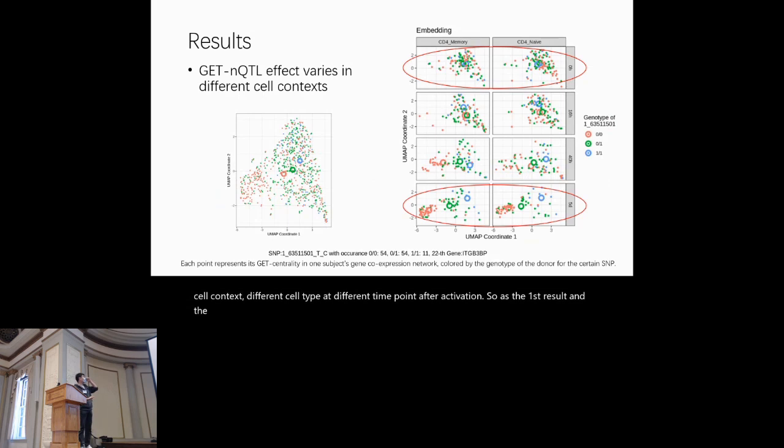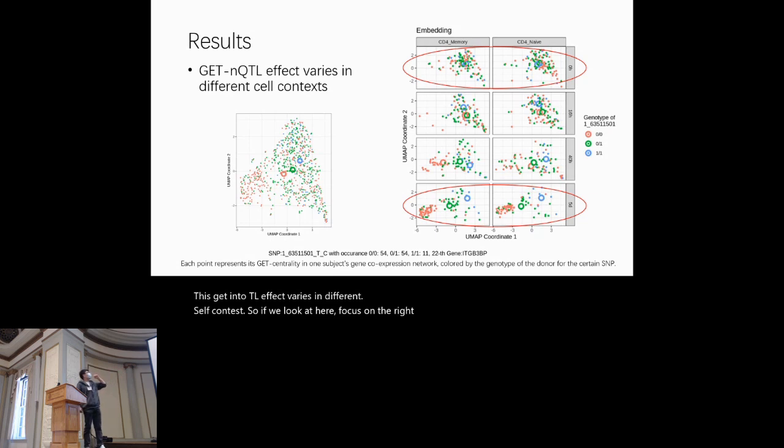The second result is that this GET-nQTL effect varies in different cell contexts. If we focus on the right one, at zero hour, the resting state of the cells, we do not observe a significant difference in GET centralities across the genotypes. But as time increases, at five days, we can observe a very clear difference across genotypes, where the red, the green, and the blue ones separate.